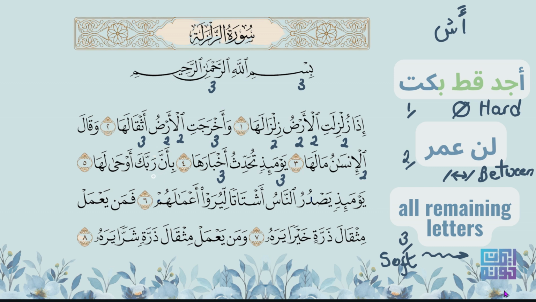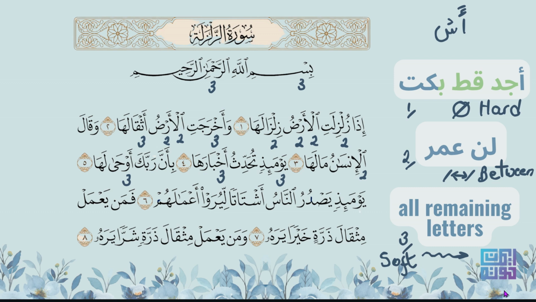بأن ربك أو. The waw sukoon with a fatha before it. This is lean. Which category does it belong to? It belongs to the softness because the sound runs. So don't say aw, ha. No, it's أوحى لها. Let's keep on going.